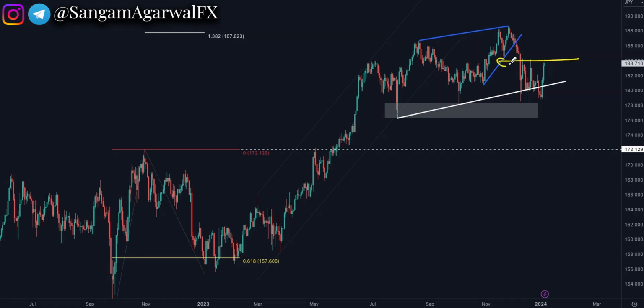But watch carefully how price reacts to this 183 level. This is your big horizontal resistance. And you have 3 retests on the daily chart.